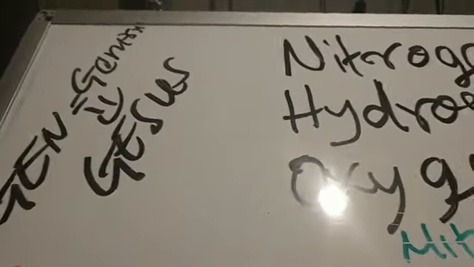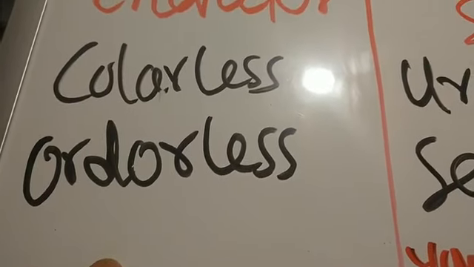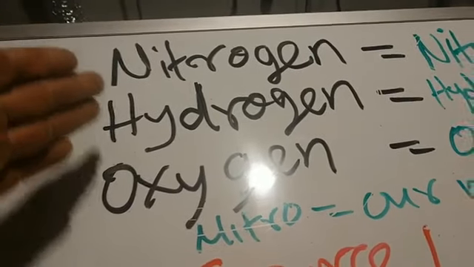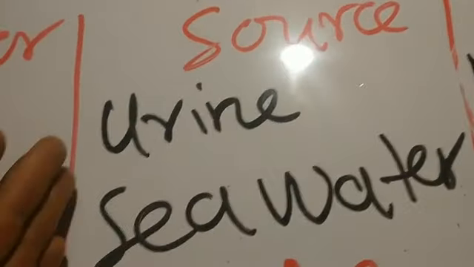We will talk more about the Genesis and the Jesus stuff, not from a religious point of view, but from a scientific point of view. So your nitrogen is your introduction. Nitro is intro. Nitrogen is colorless and odorless, just like the other gases we already talked about, like oxygen and hydrogen. And as a source of nitrogen, you get nitrogen in your urine.